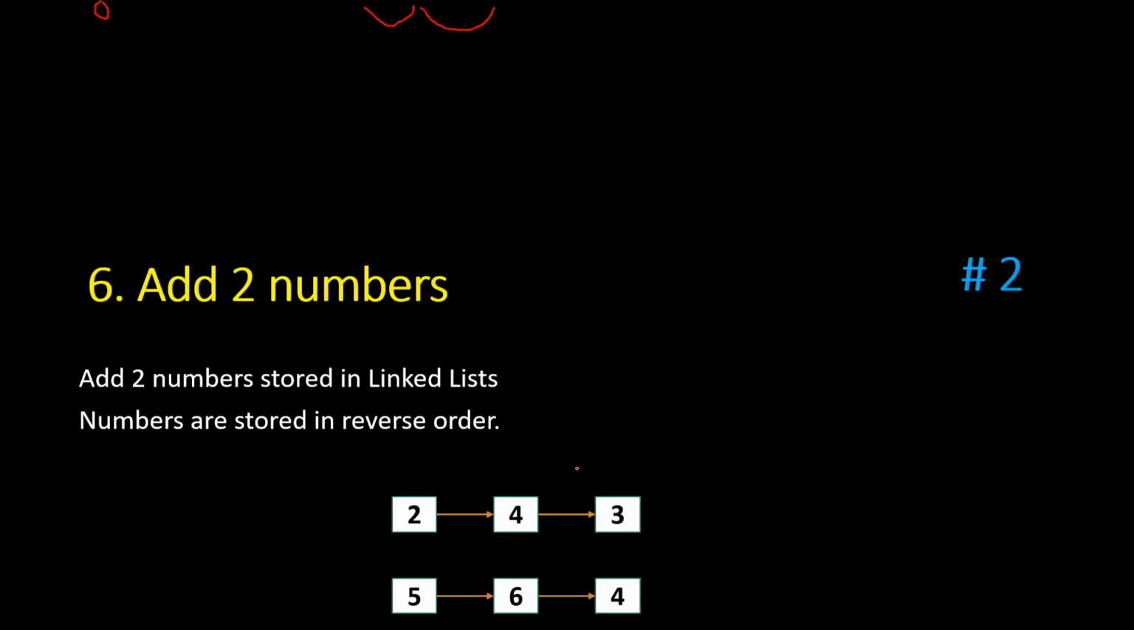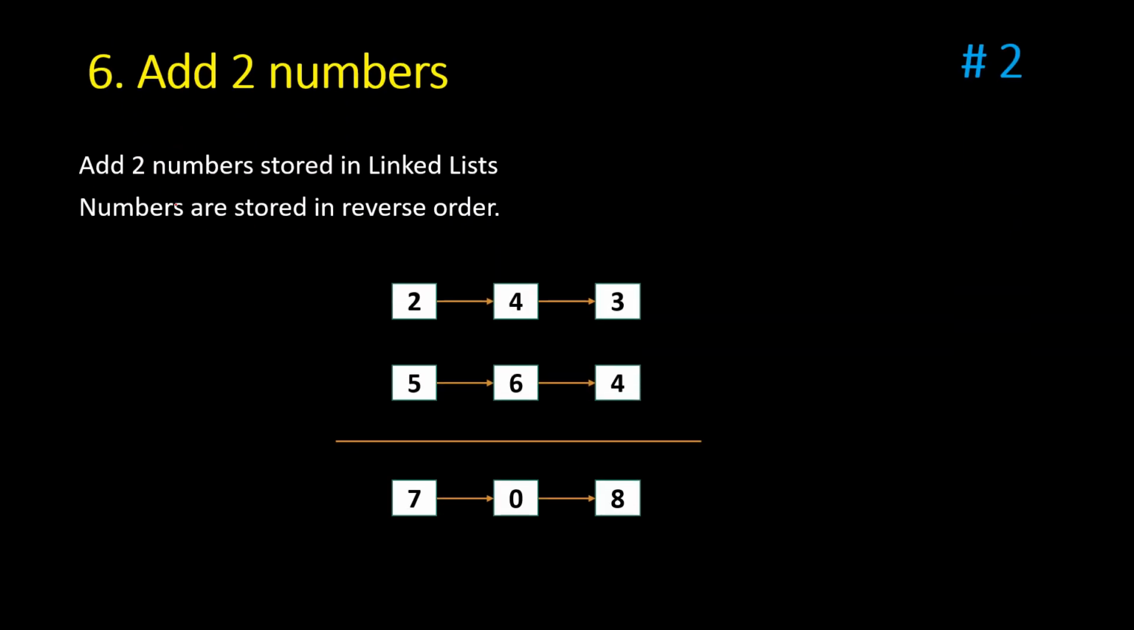So let's see the next problem. It's called add 2 numbers and the numbers are stored in the singly linked list fashion, and the numbers are stored in reverse order. So this is 243, but it denotes 342. And the next one is 465. So what happens if you add them? 708. So this 708 denotes 807.